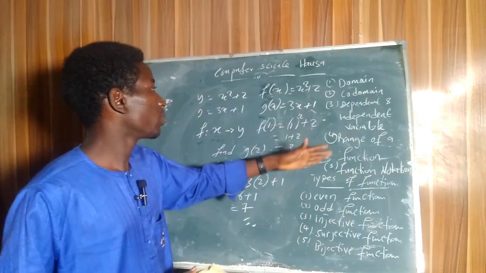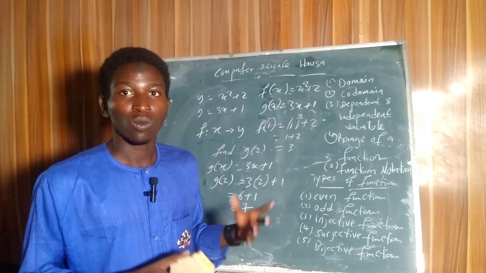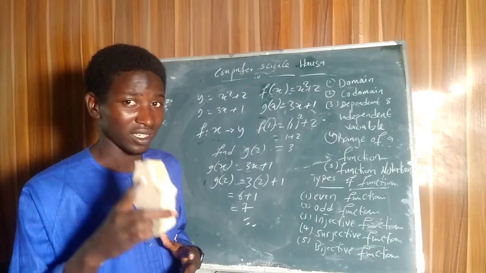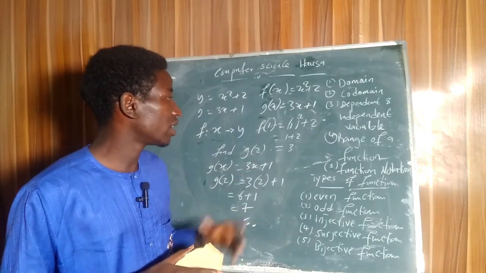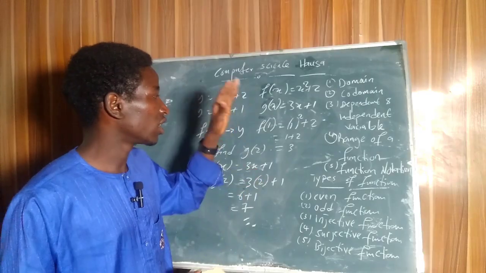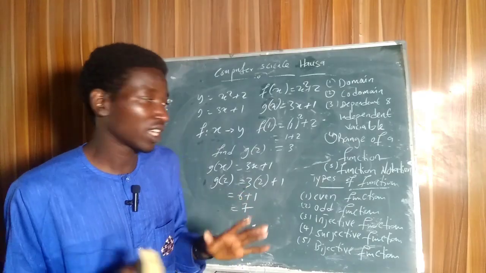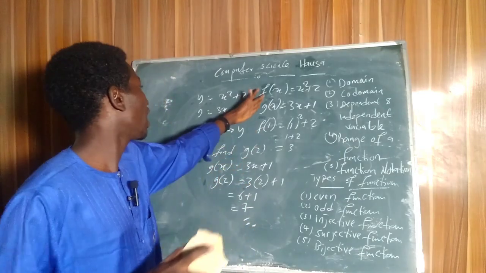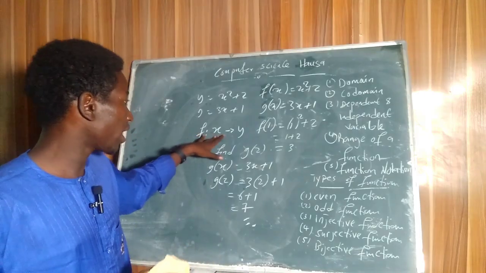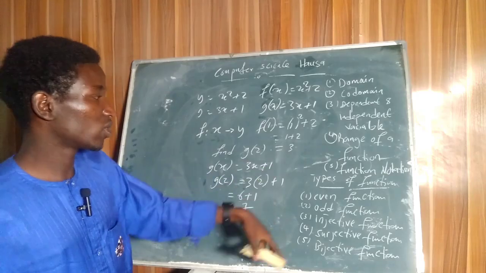Domain, set of input; codomain, set of output; dependent and independent variable, where your y value is dependent and x is independent. The range of a function is a subset of the codomain. And function notation is the way of writing your function, either as f of x or as a function f from x to y. Yes, so I think we can move to the next step.